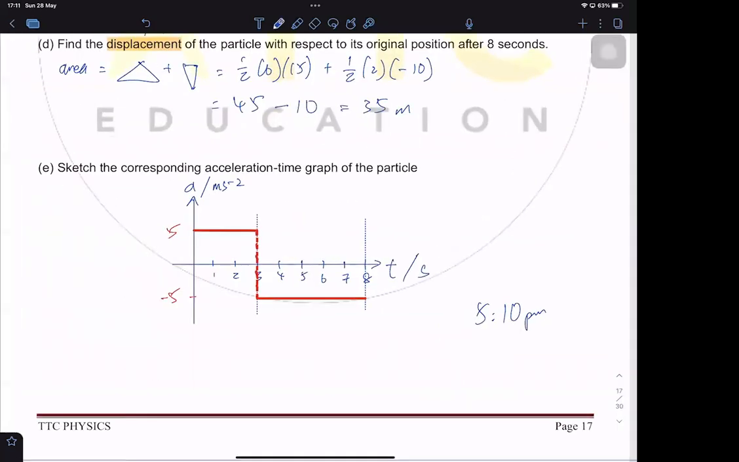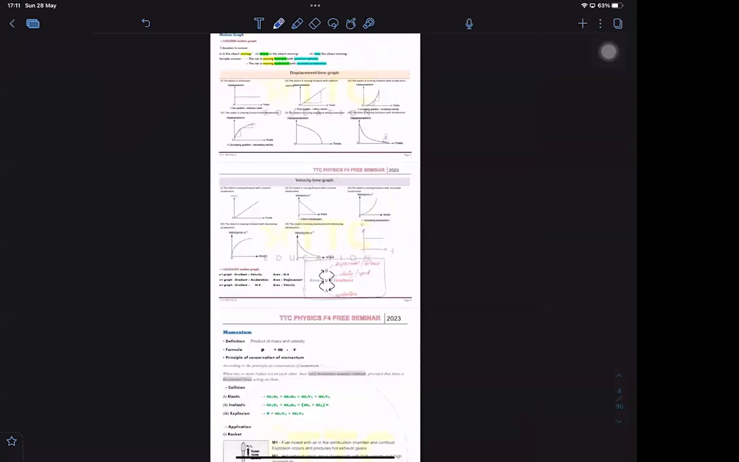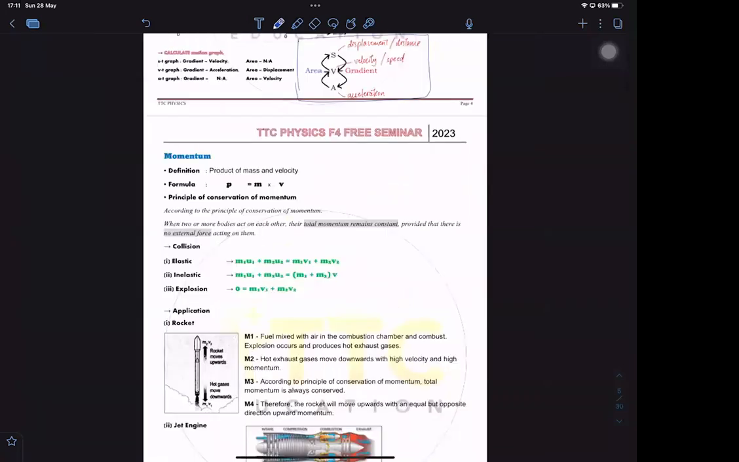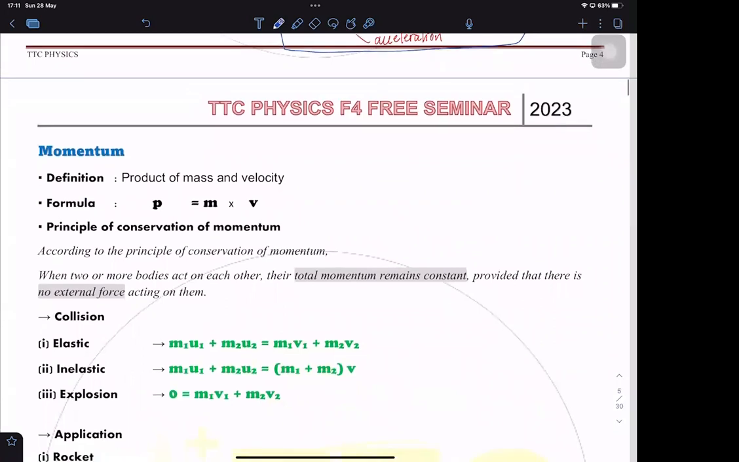Okay, so now we're going to talk about momentum. Okay? Right, we're going to talk about momentum. This is on page number 5. So momentum actually doesn't have a proper definition. Okay? Momentum is just mass times velocity. That is its definition. That is its formula. Okay? So we will say product of mass and velocity. Product of means multiply together.